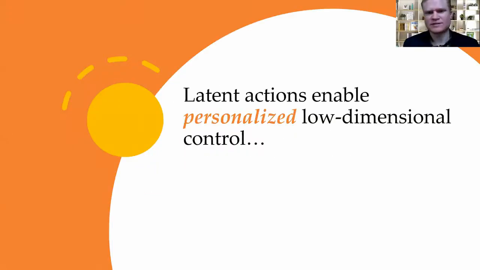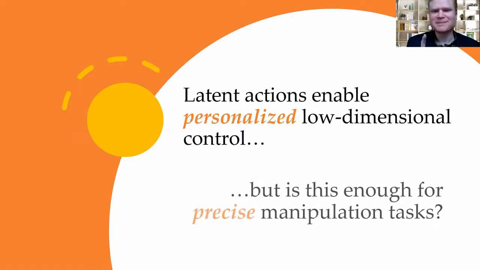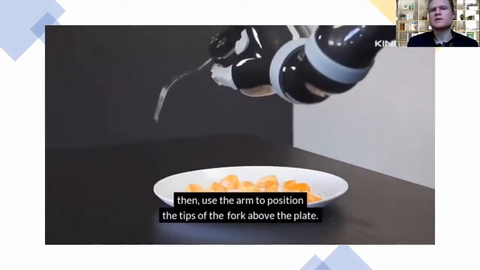So in this first half of the talk, we were correctly able to learn the latent actions, and we saw how these latent actions could be useful. They could enable personalized low-dimensional control. But is that enough? Is it enough for us just to use latent actions if we need to do precise manipulation tasks? For example, eating.